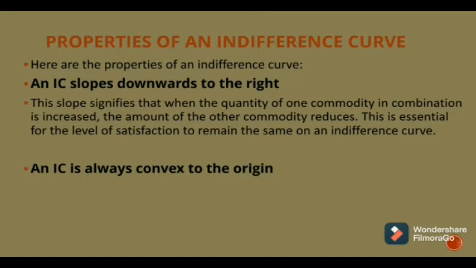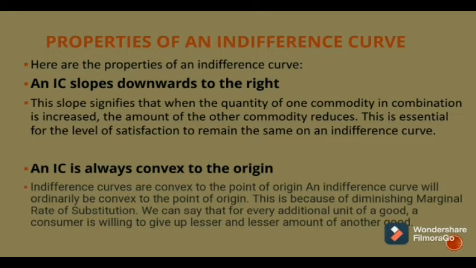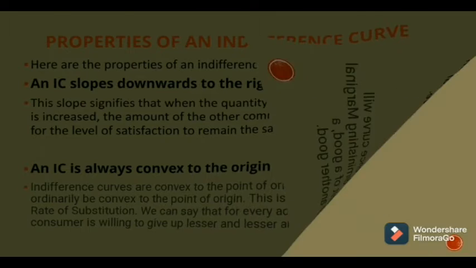The second property says an IC is always convex to the origin. Indifference curves are convex to the point of the origin, and this is because of the diminishing marginal rate of substitution. We can say that for every additional unit of a good, a consumer is willing to give up a lesser and lesser amount of another good, and as a result the marginal rate of substitution is declining, which gives the convex shape to the IC.